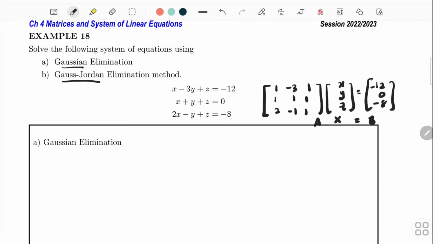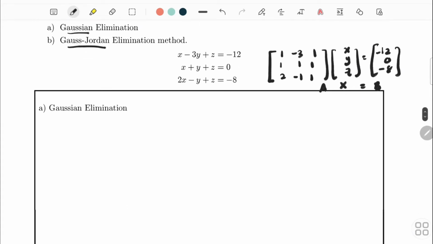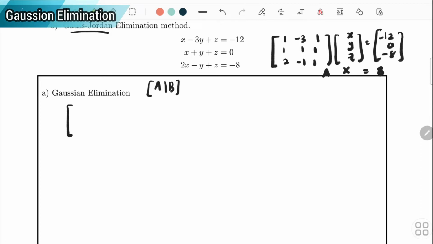After that we're going to rewrite it in the form of the augmented matrix, A augmented with B. This is the form that we should start with. So A is 1 -3 1, 1 1 1, 2 -1 1, augmented with B, which is -12, 0, -8. Okay, so we have done the first step of doing the elimination method.